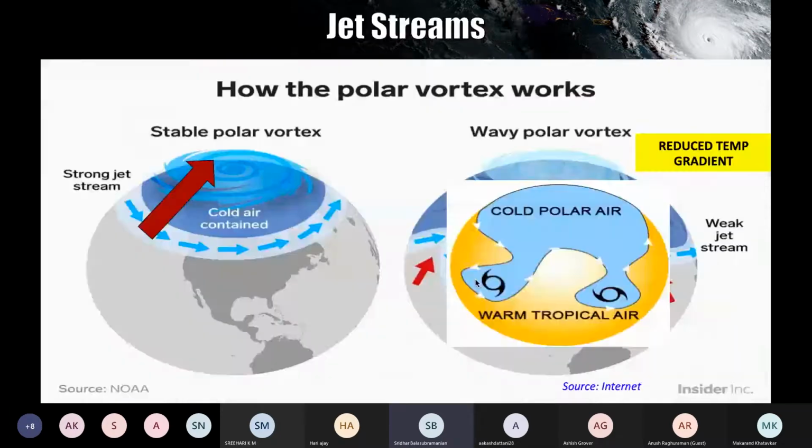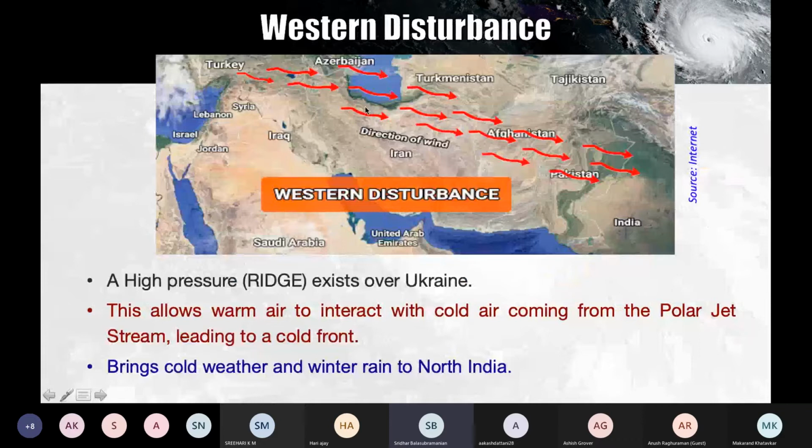So along with the jet streams is associated this western disturbance, which is what gives winter rains to the northern part of India. So the northern part of India doesn't get too much from the monsoon. I mean, it does get a lot of rain from the monsoon, but the winter rain is also very important for rabi crops, because the winter crops are the ones which are mostly in the northern part of India, or Rajasthan and Haryana and all those places. So this western disturbance induced rain is very important.